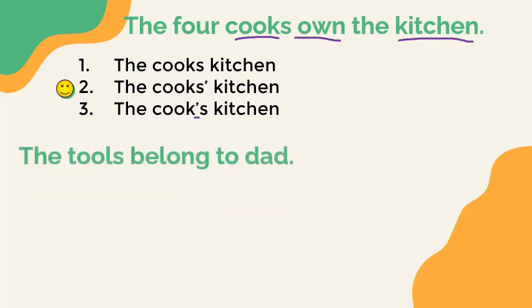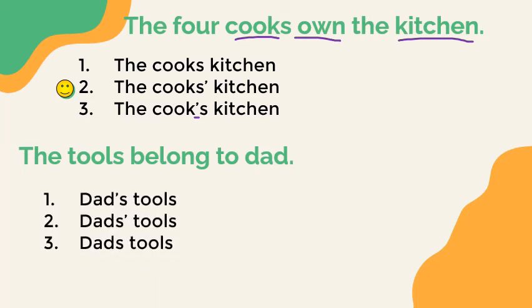The tools belong to dad. Okay, so what are the options here? I have dad's tools. Is it apostrophe S? Dads' tools, S apostrophe, it's more than one dad, or dads tools without apostrophe? Since I have belong, it means this is possessive. I have 1 dad, okay, so these tools are for the dad, for one dad, so I use apostrophe S.